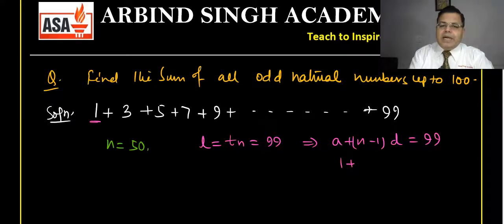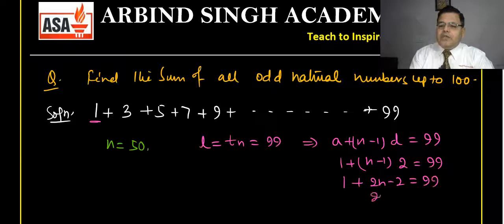A is 1 here, and d is 3 minus 1, that is 2. So (n minus 1) into 2 is equal to 99. That can be written as 1 plus 2n minus 2 is 99, 2n is equal to 100, and therefore n is equal to 50.